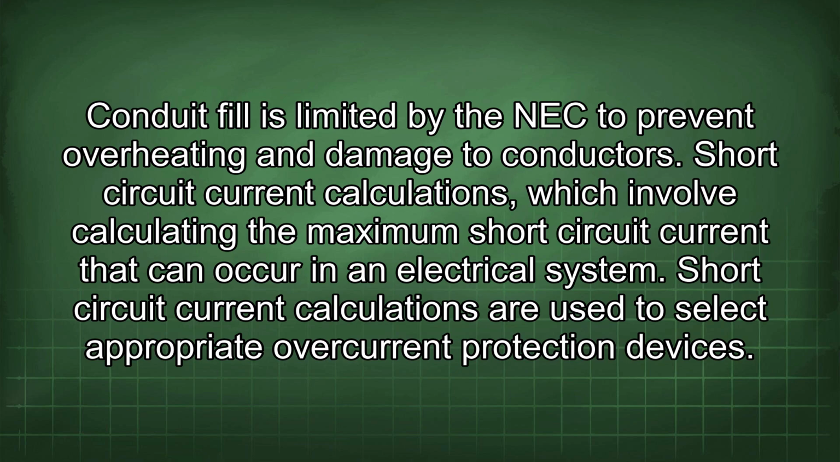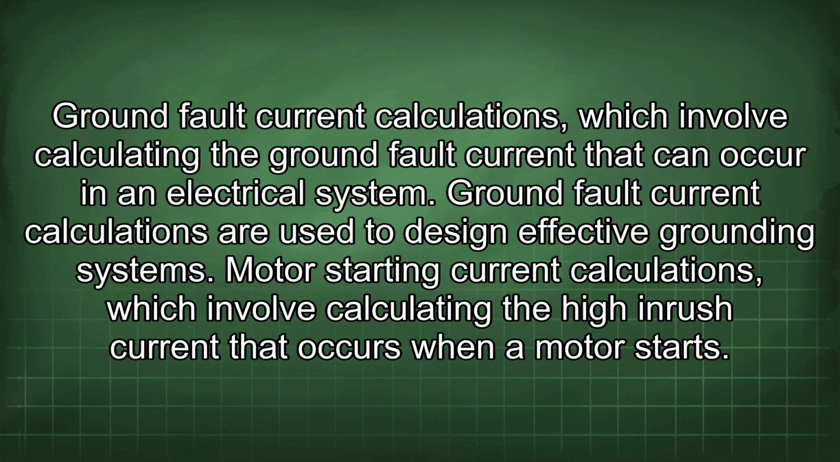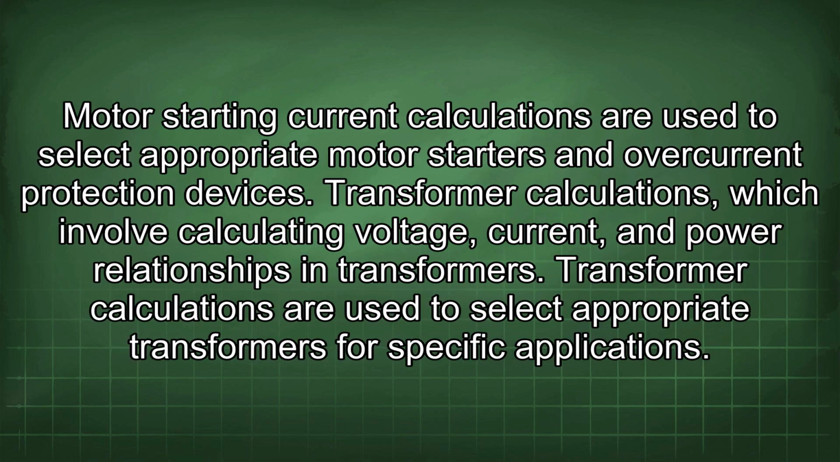Short-circuit current calculations are used to select appropriate overcurrent protection devices. Ground fault current calculations, which involve calculating the ground fault current that can occur in an electrical system. Ground fault current calculations are used to design effective grounding systems. Motor starting current calculations, which involve calculating the high inrush current that occurs when a motor starts. Motor starting current calculations are used to select appropriate motor starters and overcurrent protection devices.